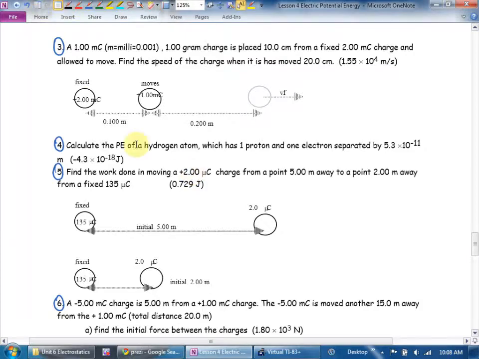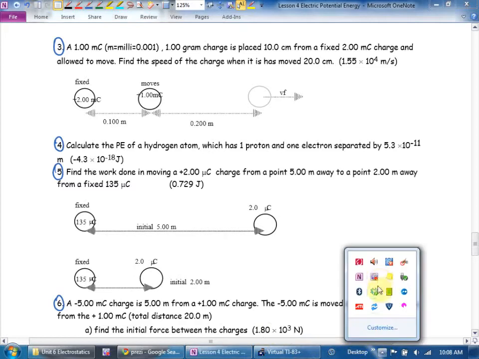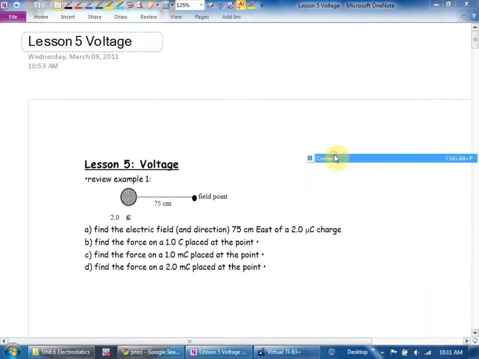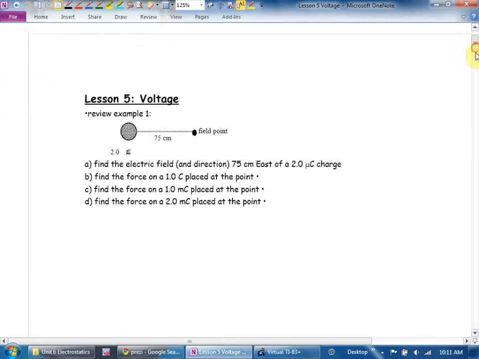So we've looked at electric force, Stephen. We've looked at electric field. We've looked at electric potential energy. What we're going to look at today is voltage. Lesson 5. So a little bit of review. Good way to go out into spring break.